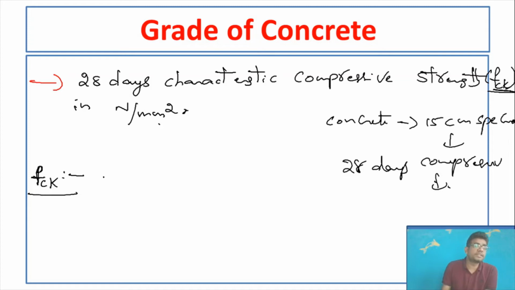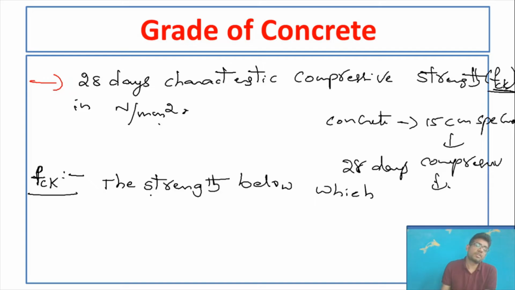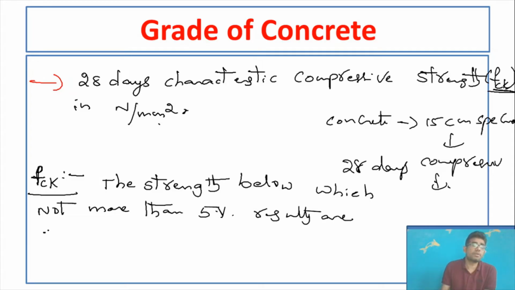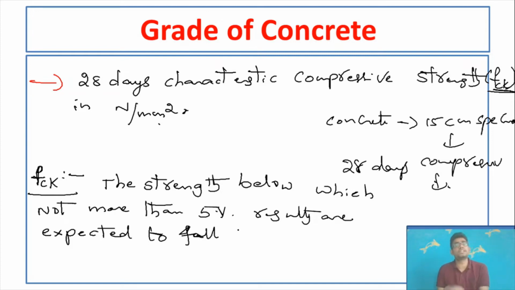Characteristic compressive strength means the strength below which not more than 5% results are expected to fall. Okay, what do you mean by characteristic compressive strength? The strength below which not more than 5% results are expected to fall. So let us see what is the meaning of this.